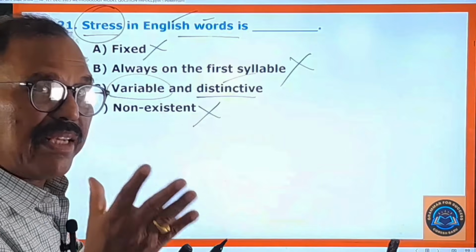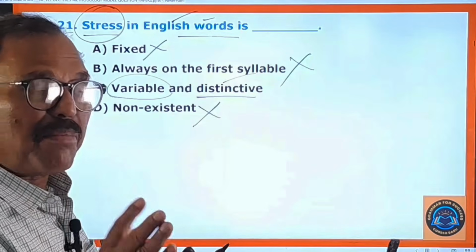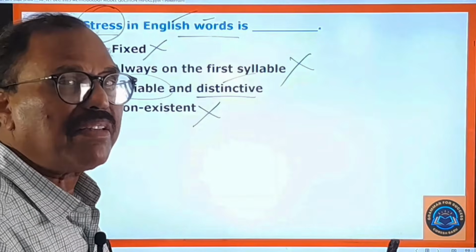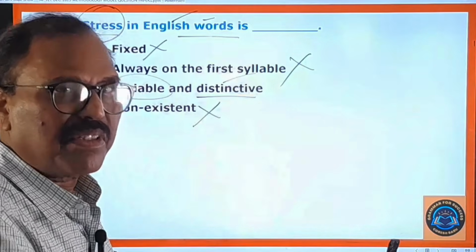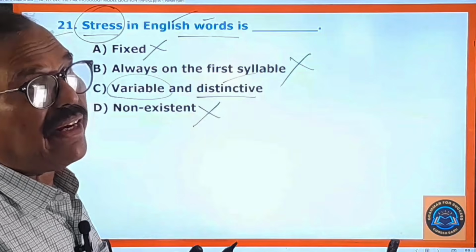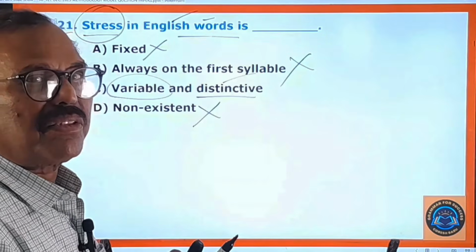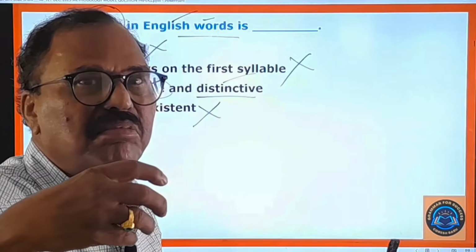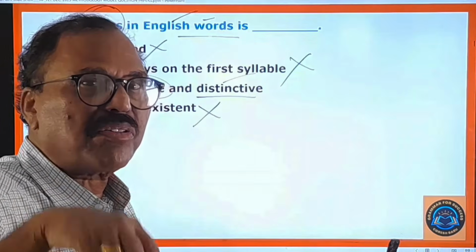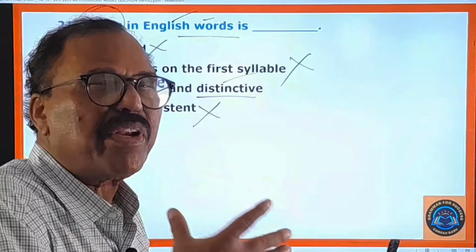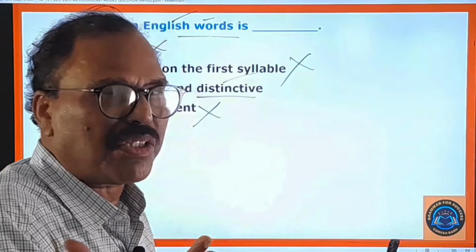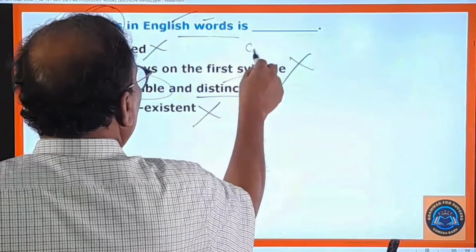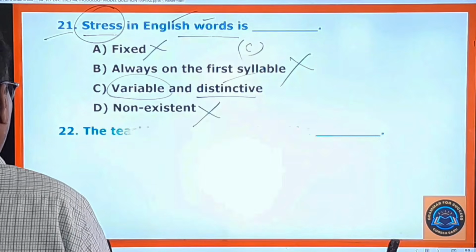You can easily identify that stress. Beautiful, baby, beautiful, father, mother. Then you say today, today, tomorrow. See, when you read English sentences or words according to the stress, that sounds very beautiful and sweet also, right? And therefore, stress in English words is variable and distinctive. C is the right one. And you move on to the 22nd question.